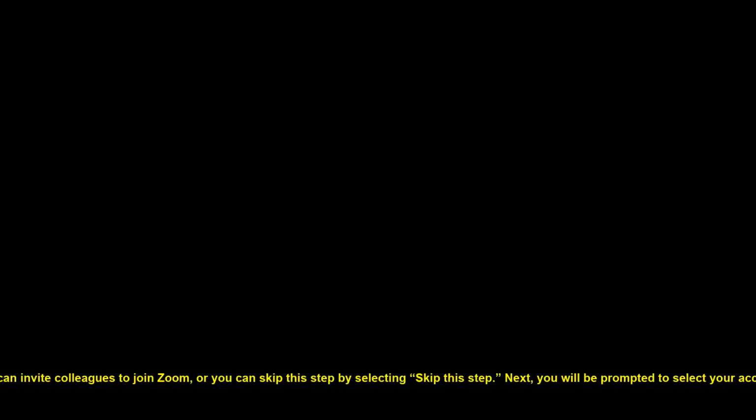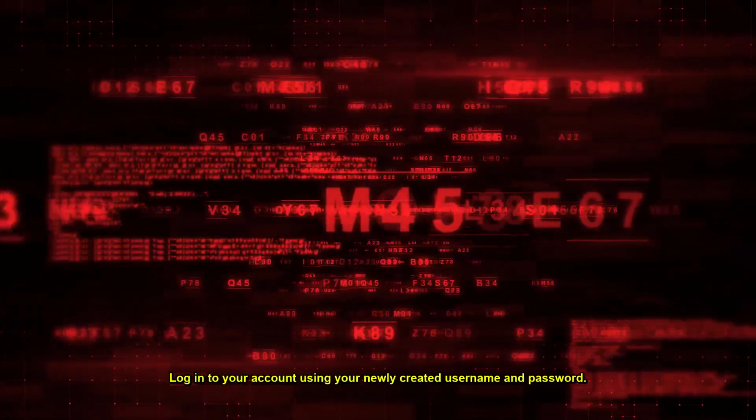Next, you will be prompted to choose between a free account or other available plans. Once you select your desired plan, click on Continue. Your registration is almost complete. Check your email again if there are any further instructions. Log into your account using your newly created username and password. You are now ready to use Zoom for your meetings.